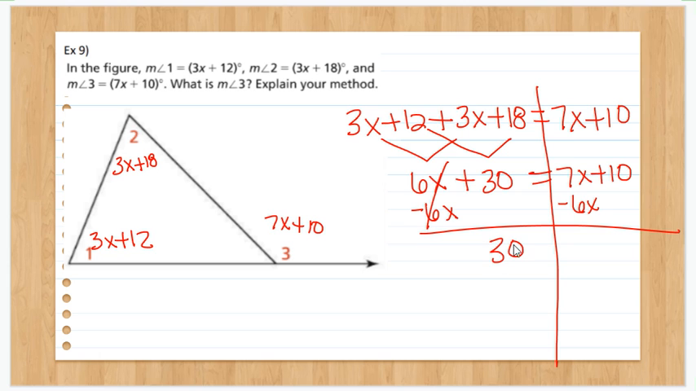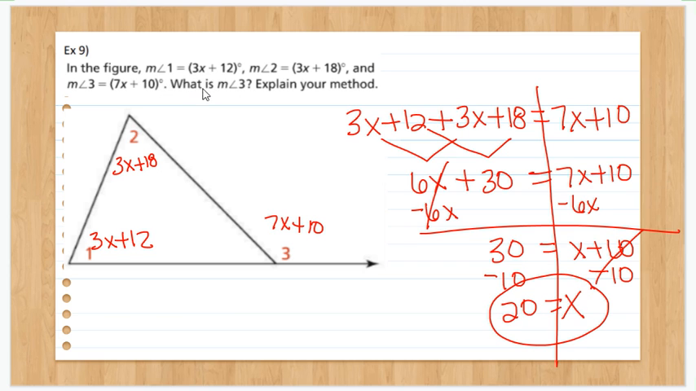Those cancel out. I'm left with 30 equals x plus 10. Subtract 10 from both sides to get that x alone. X is alone, and 30 minus 10 is 20. All right, so now we know what x is, but that's not the problem up here. It didn't say what is x. You have to find x, and then we have to use it to find angle 3. What is the measure of angle 3? And then explain your method.